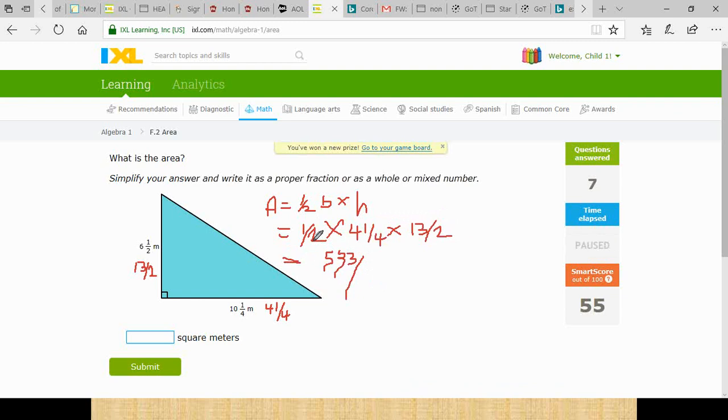And then you multiply the bottom: 2 times 4 is 8, and 8 times 2 is 16. So I don't think we can simplify this anymore. But they want you to do it, so what we're going to do is divide 533 by 16. How many times can 16 go into it?